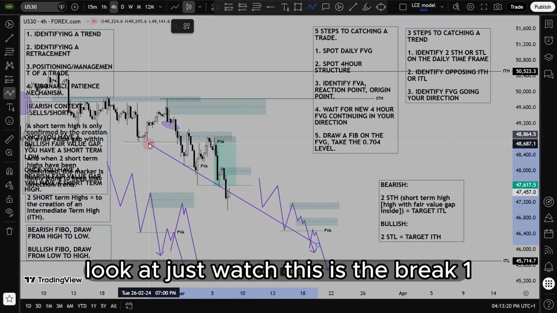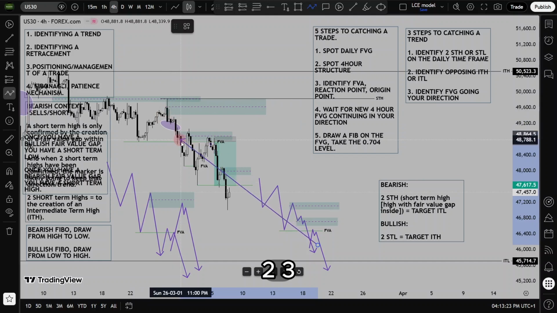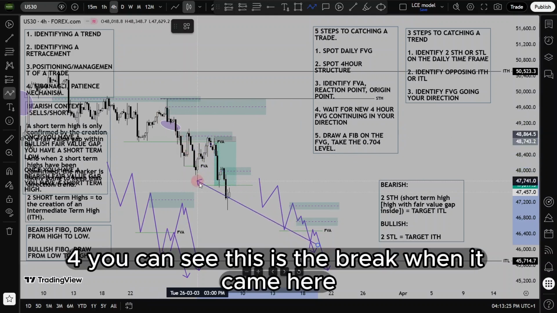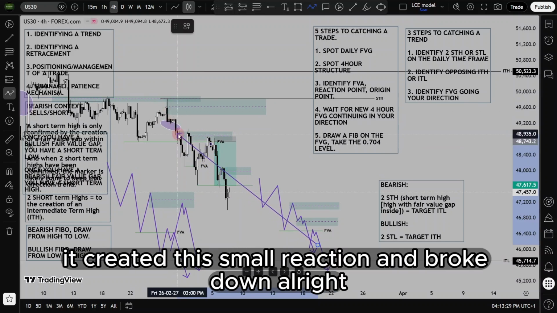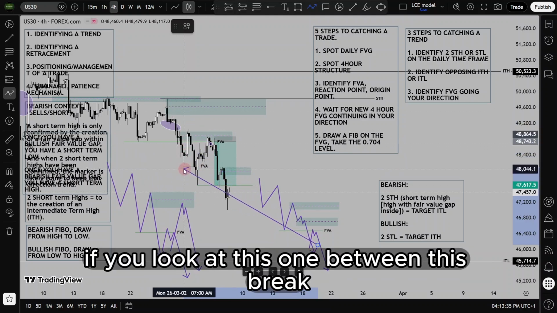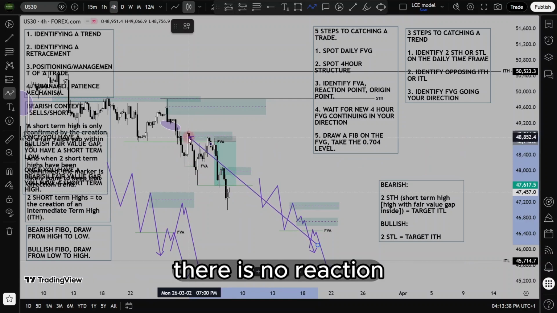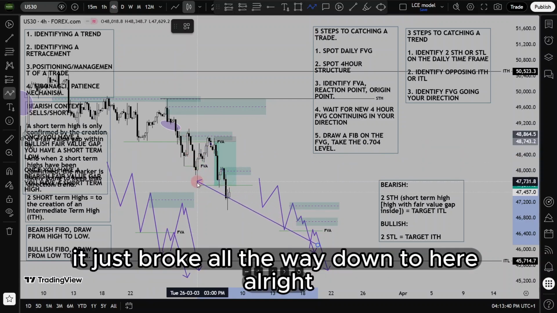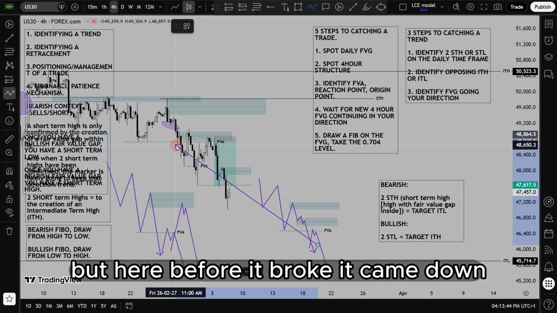Just watch, this is the break. 1, 2, 3, 4. You can see this is the break. When it came here, it created this small reaction and broke down. It was not a clean break. If you look at this one between this break, you can see that it is a clean break. There is no reaction. It just broke all the way down to here. But here, before it broke, it came down, created.